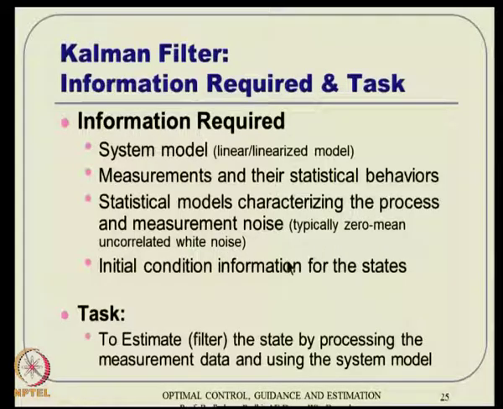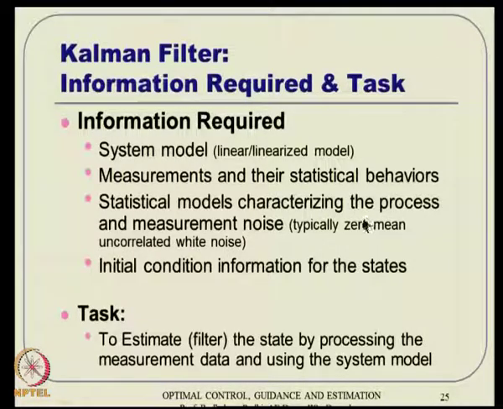And using this information, the task is to estimate or filter the state by processing the measurement data and using the system model. We have measurement data and various statistics about that. We also have a process model, typically a linear model. So, using that, the task is to estimate the states by processing this. Processing means you use certain formulas or a sequence of formulas so that you get the estimated state information.